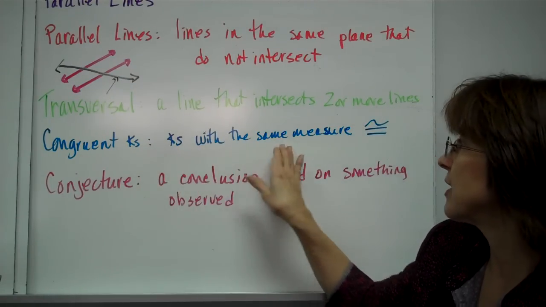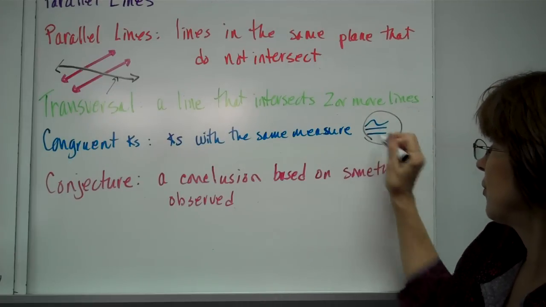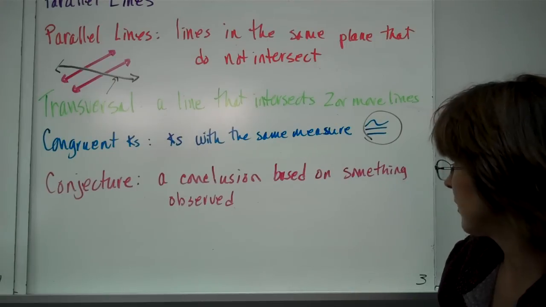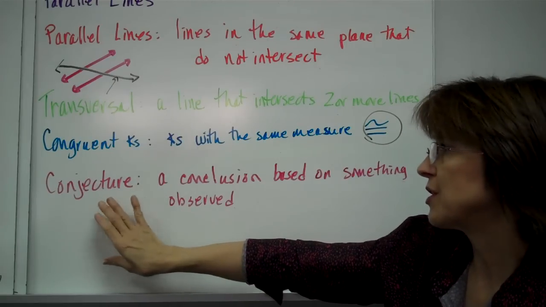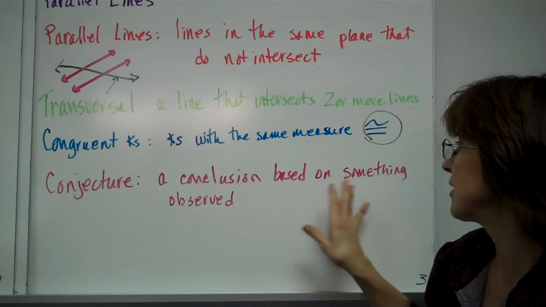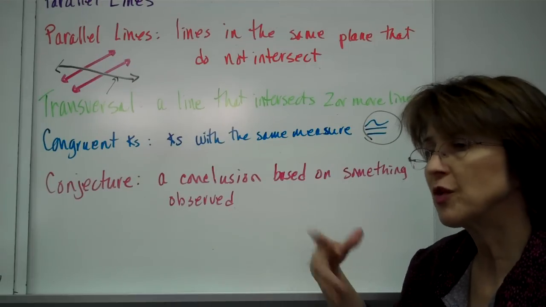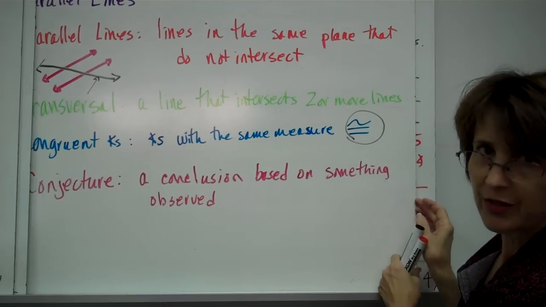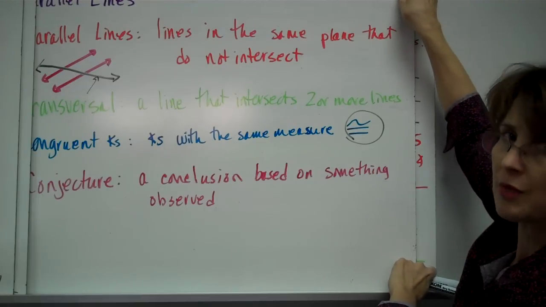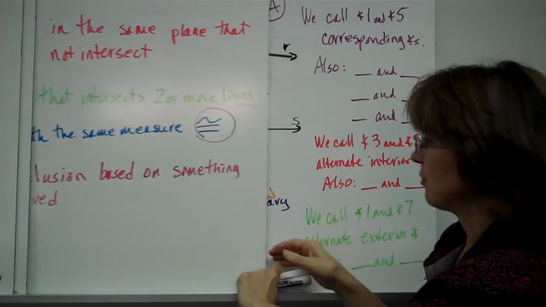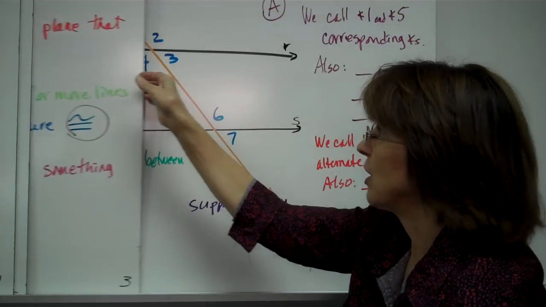Congruent angles are angles with the same measure, and this is the symbol we use for congruent. Equal sign with a little similar sign there. And a conjecture, because this is what we're going to be doing. We're going to be making conjectures, and a conjecture is a conclusion based on something observed. So if you keep on observing something, you draw a conclusion. This girl is smart because she studies all the time. You observe her studying, so you know she must be smart. Or this girl must like red because every day she wears red, or something like that. You base it on your observations.